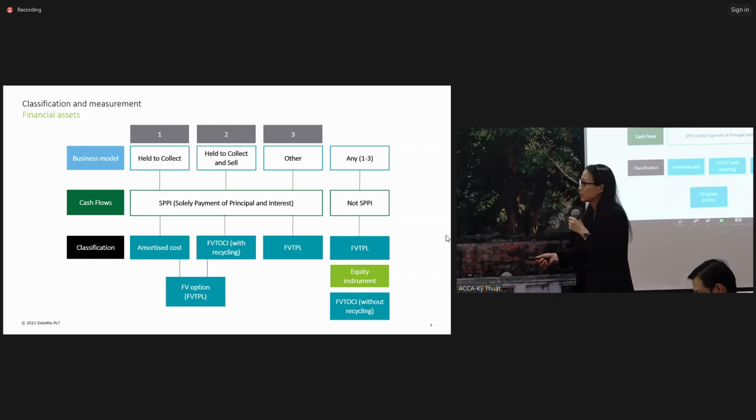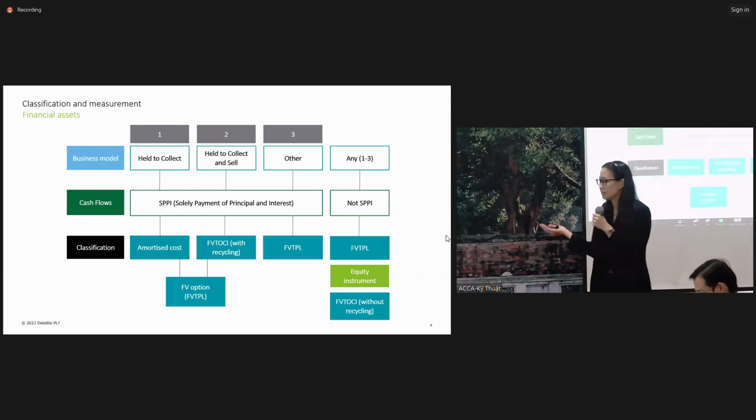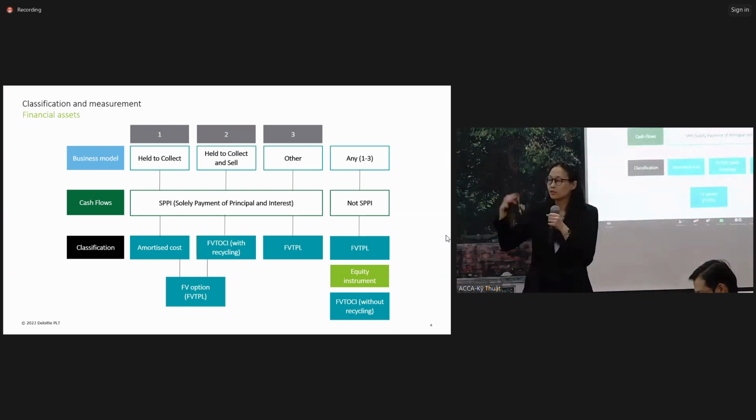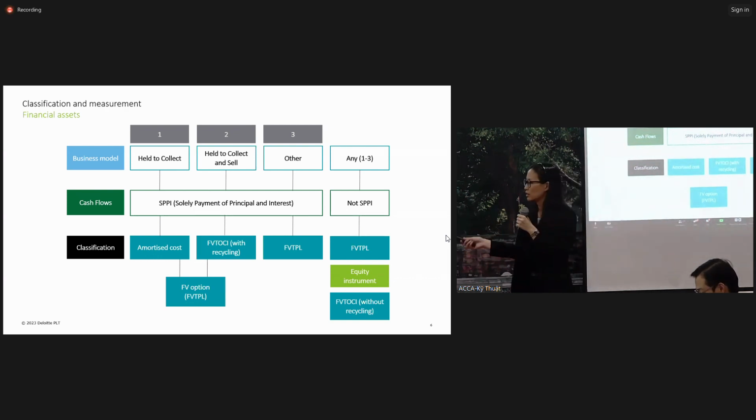So what happens when you de-recognize it, right? Whatever reserve I have, I can transfer it to another equity item. The standard doesn't say where. It only says you can do that if you want to. So typically, we expect companies will just transfer to retained earnings, the other equity item.